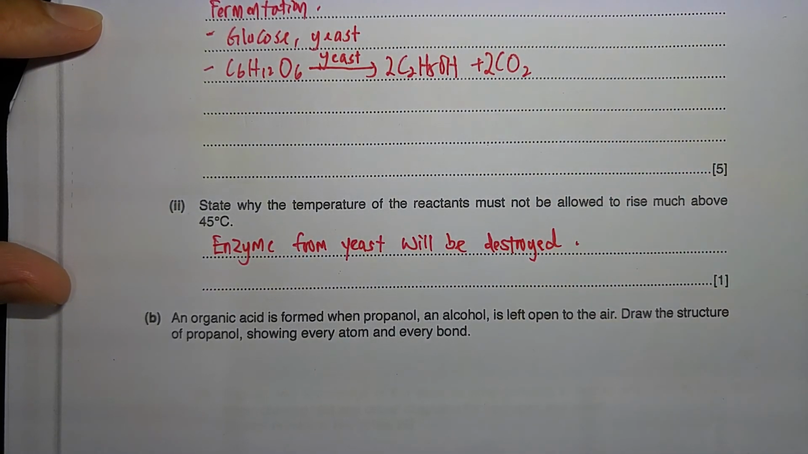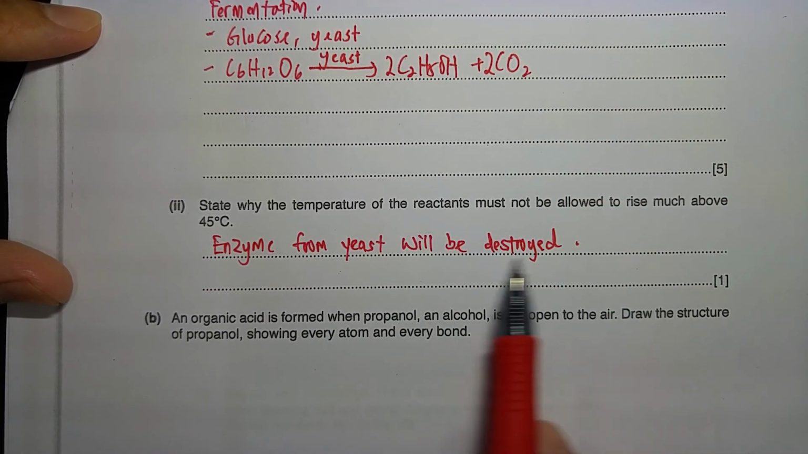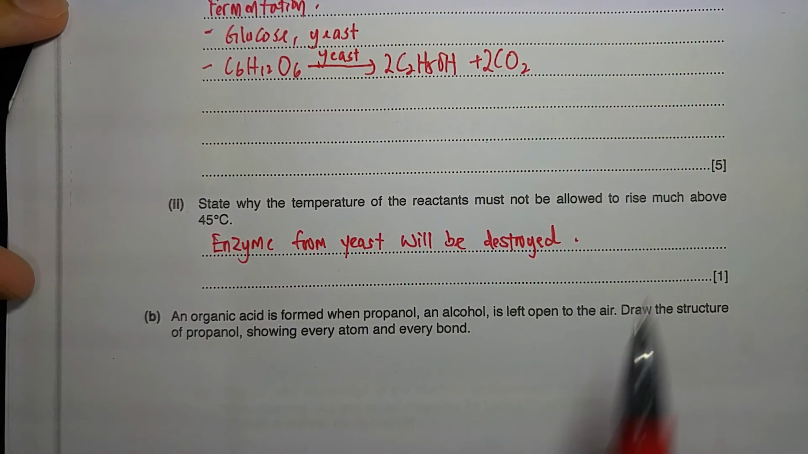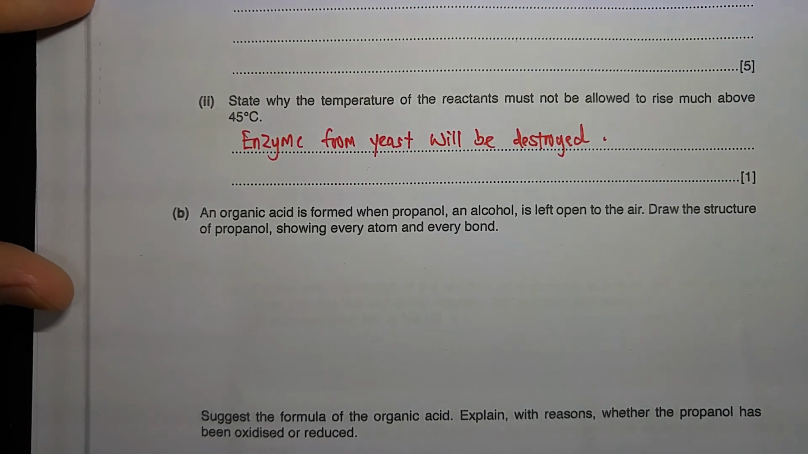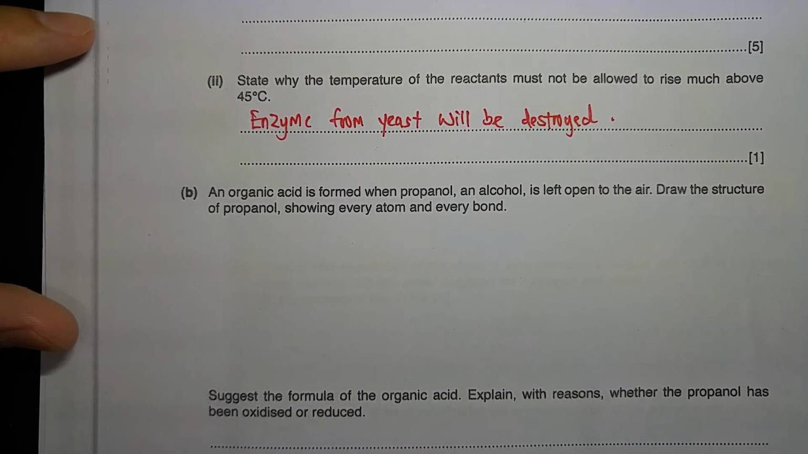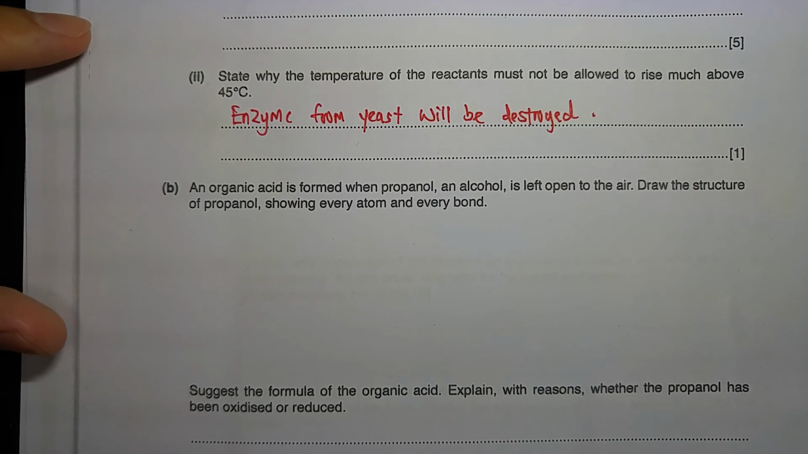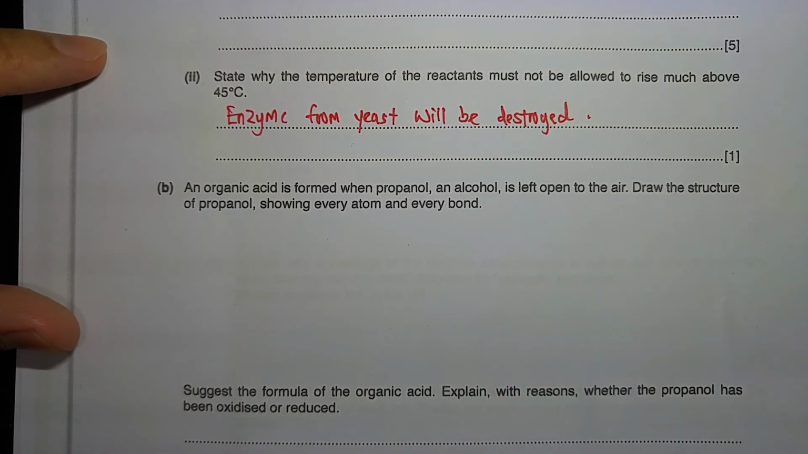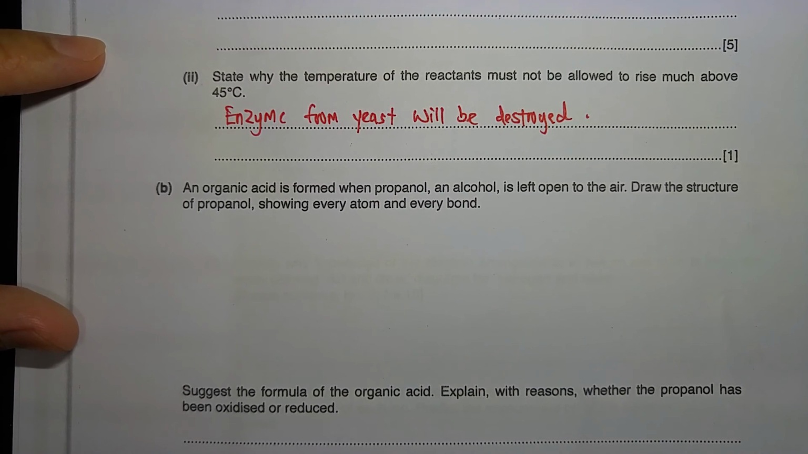No need to write your answer in complete sentences. No need to say will be destroyed above 45 degrees Celsius. In fact, it will start to be destroyed above 37 degrees Celsius. Okay, no need to write in complete sentences. Like this will do. Okay, for part B, an organic acid is formed when propanol, an alcohol, is left open in air. Left open to the air.